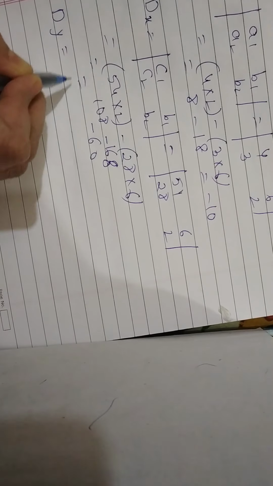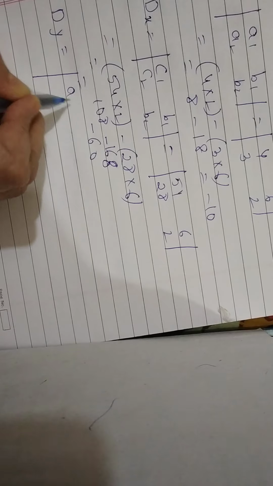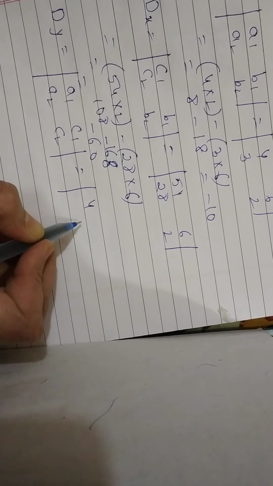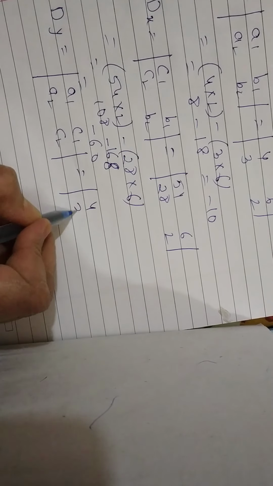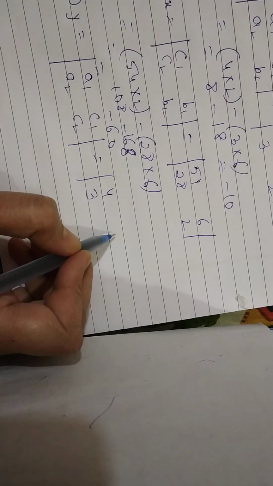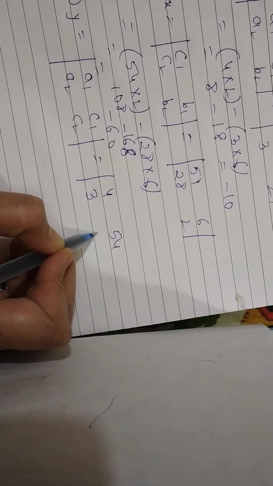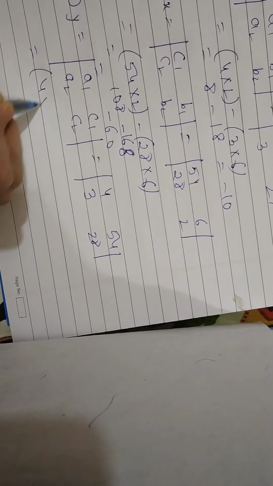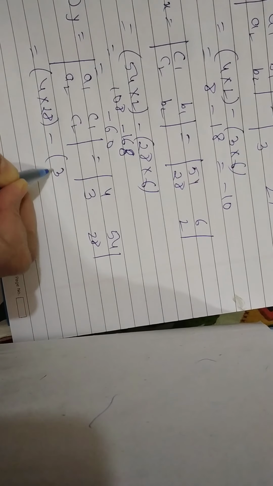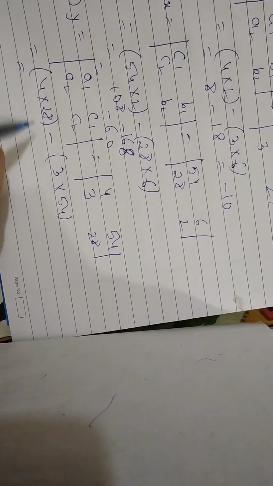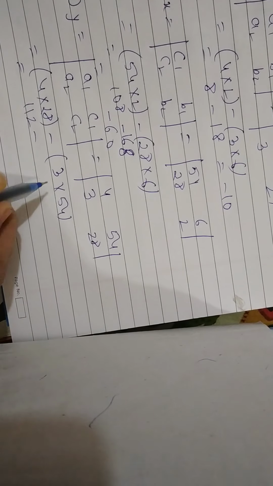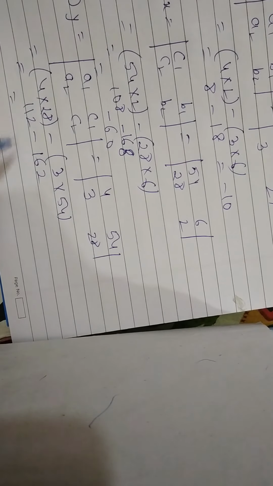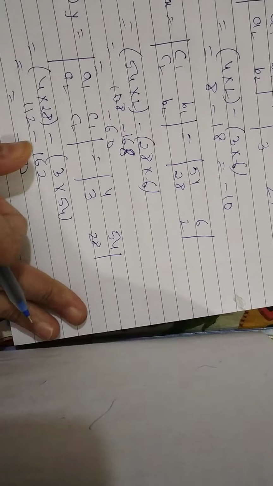Now Dy. What is Dy? A1, A2, C1, C2. 4. What is A2? 3. C1 is how much? 54 and 28. Again 4 into 28 minus 3 into 54. This will be 112 minus 162. This was how much? Minus 50.